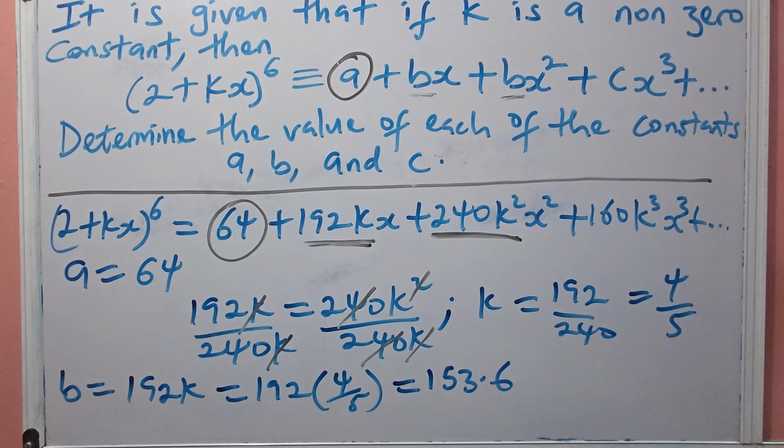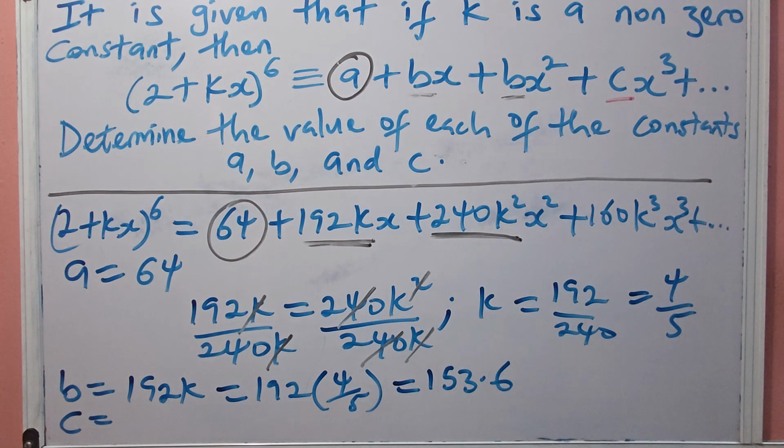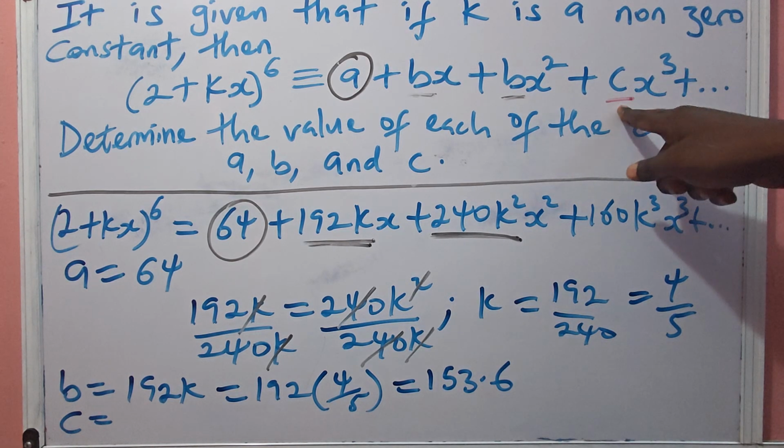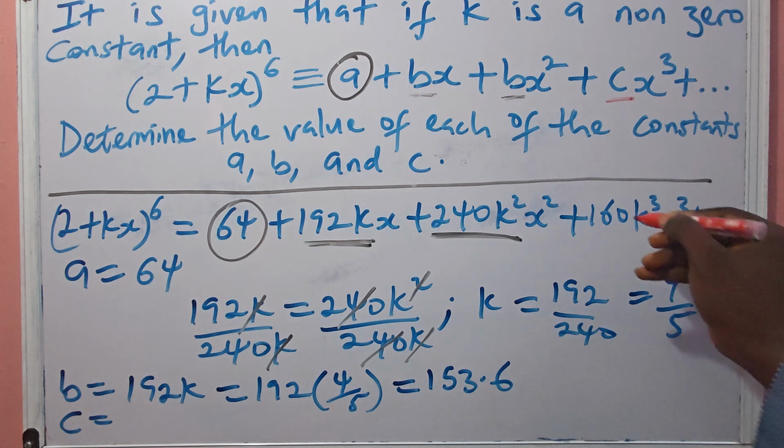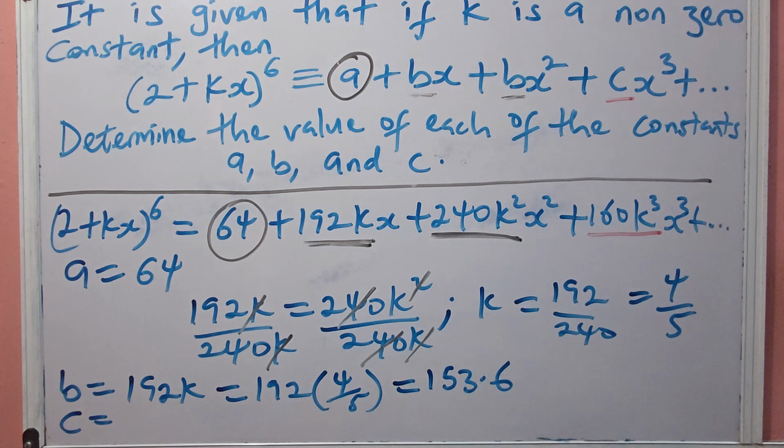All right, now to get our value for c, go on to check what c represents right here. You can see c represents the coefficient of x cubed. You can see that right here, that c was the coefficient of x cubed. So you go on to find out the coefficient of x cubed right here, which is 160k cubed. So 160k cubed is our c.